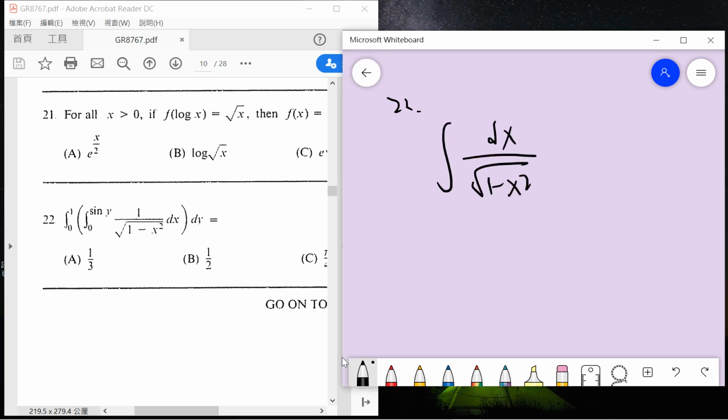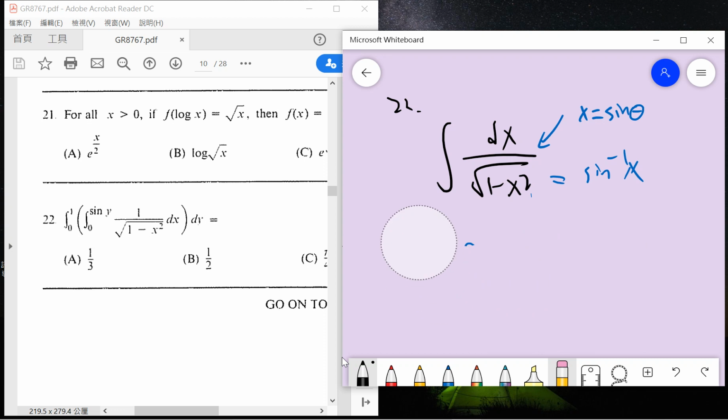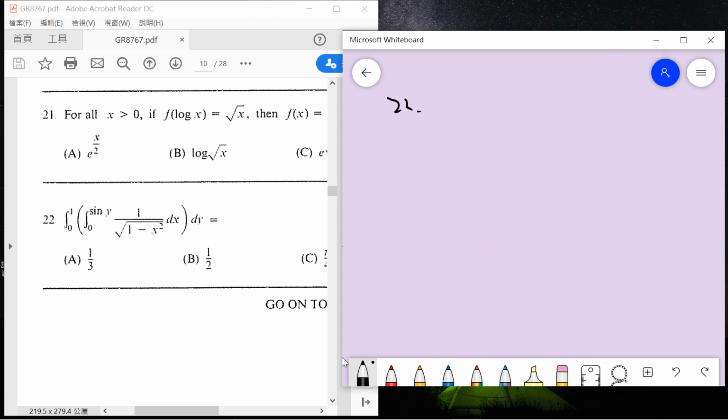One important fact is you need to know how to do this integration. To do this, I just let x equal sine theta. So we have cosine theta d theta divided by the square root of 1 minus sine squared theta, which is cosine theta. So this is theta. Basically, this integral is sine inverse of x. You need to remember this. So the integral from 0 to sine y is sine inverse x.